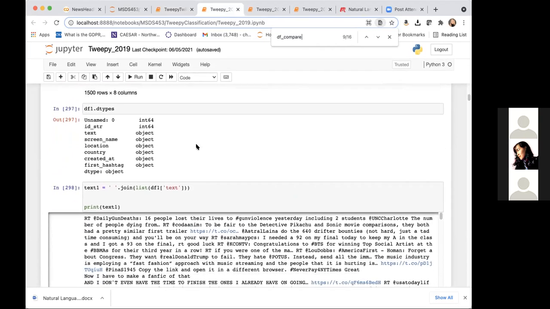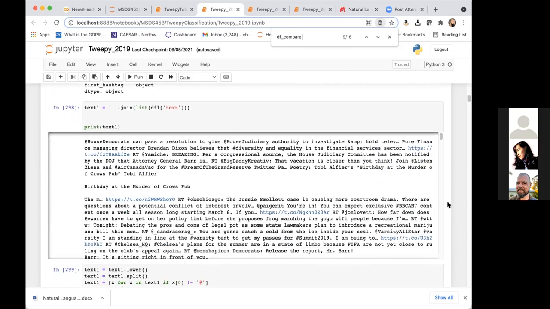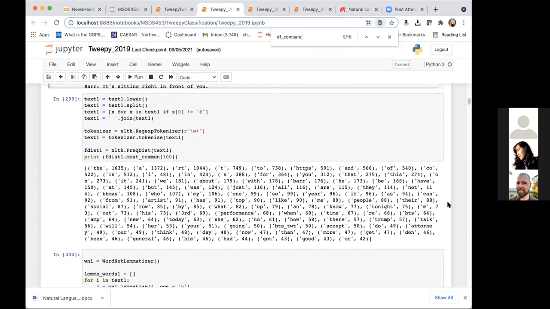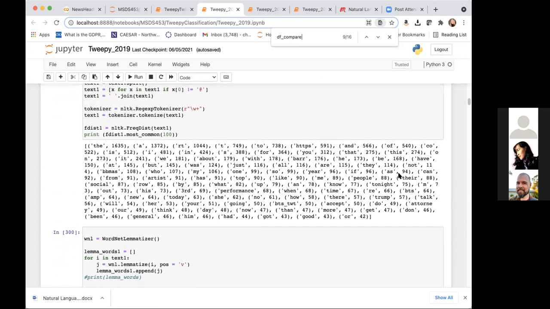Let's see the data types there. Okay, so here I just split the text up, brought it to lowercase, tokenized it, and looked at the most frequent words. And obviously you can see this isn't going to help you at all because it's the, a, RT, retweet, to, HTTPS. It didn't tell you anything. So that's where I had to clean it further.